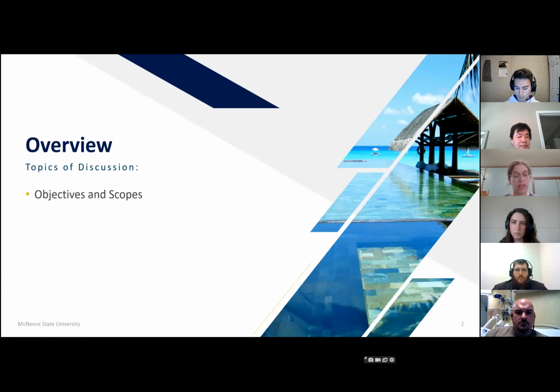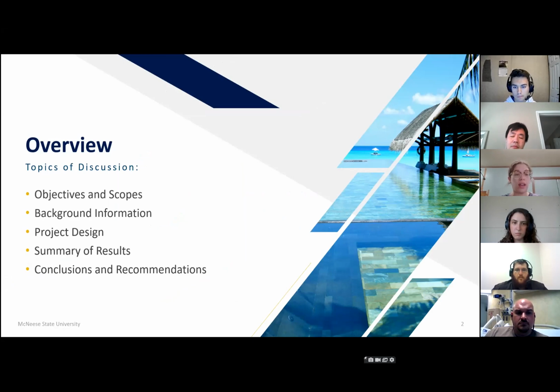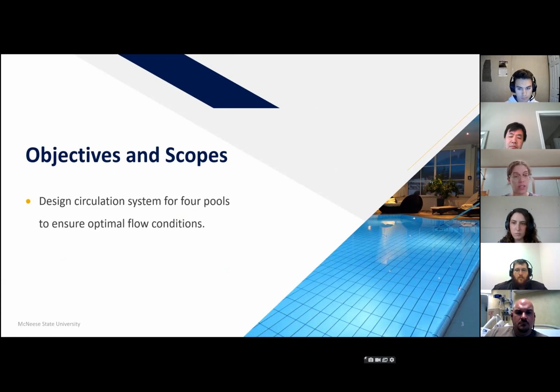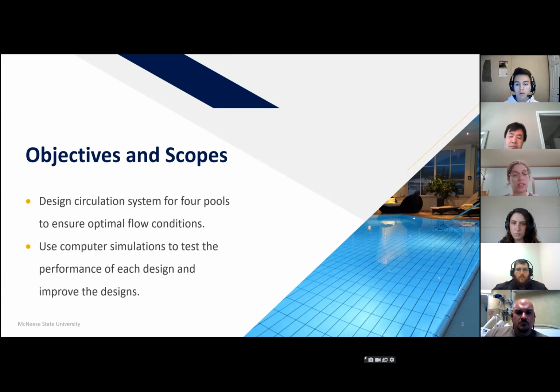First will be objectives and scopes, background information, project design, summary of results, and lastly, the conclusions and recommendations that we found. So first, for objectives and scopes, we designed the circulation systems for 4 pools to ensure optimal flow conditions by using computer simulations to test the performance of each design and improve those designs.